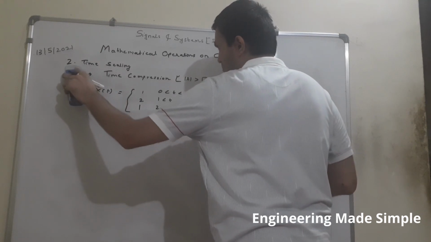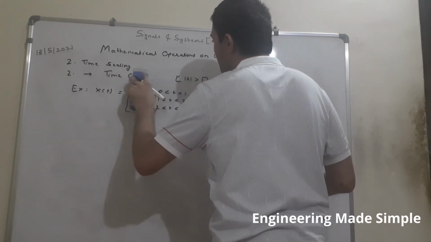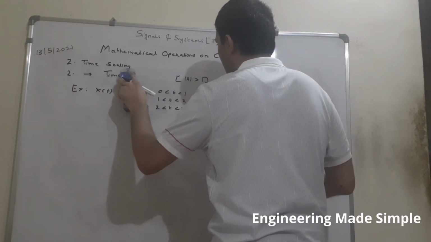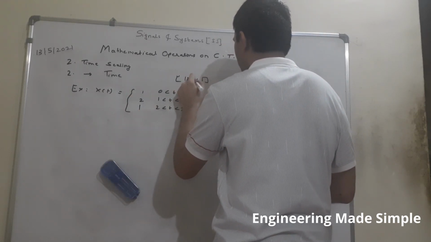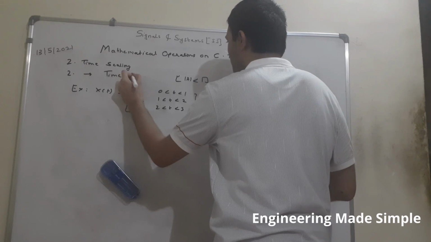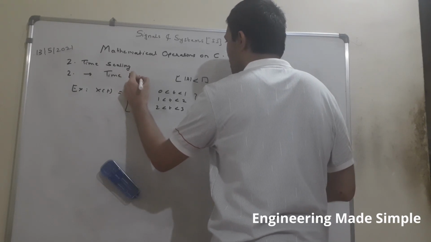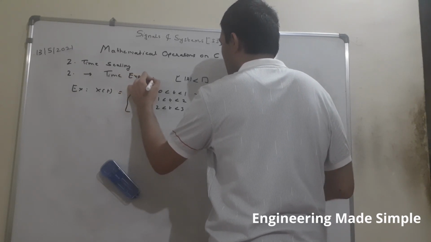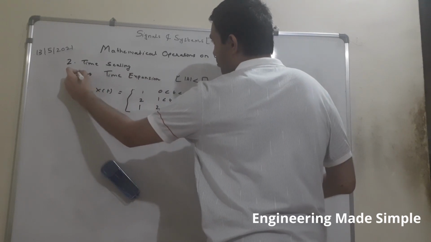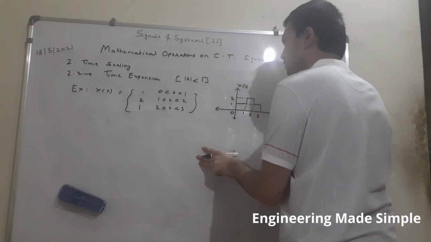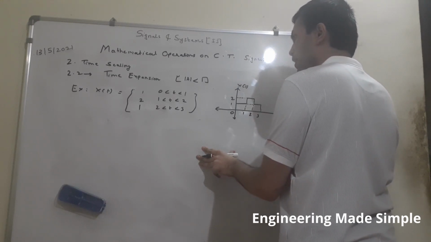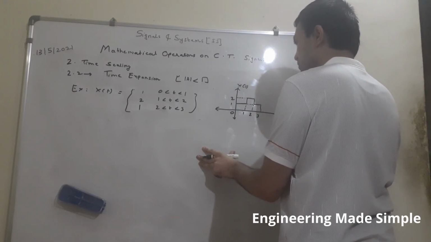So let us denote it by 2.2 over here. Now time expansion would be for a less than 1. So time expansion is a type of time scaling only. Now we have this particular signal, and we want to perform time expansion on it.